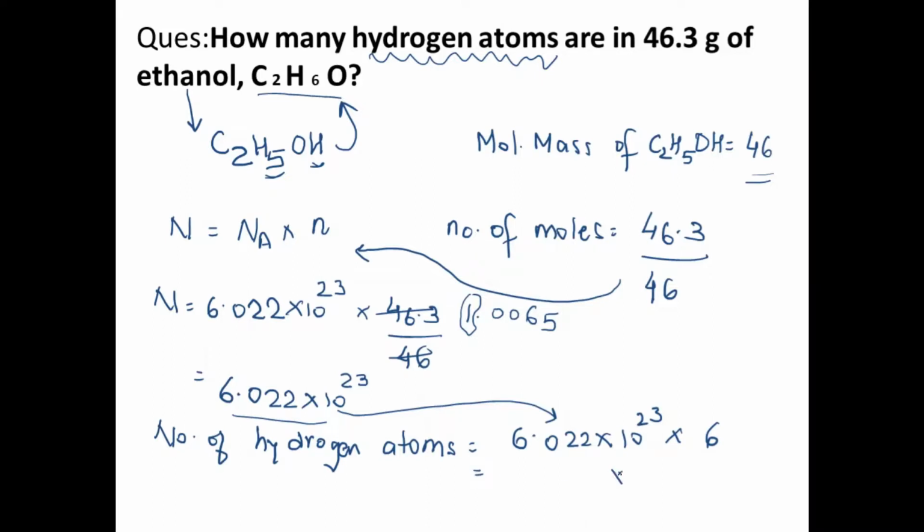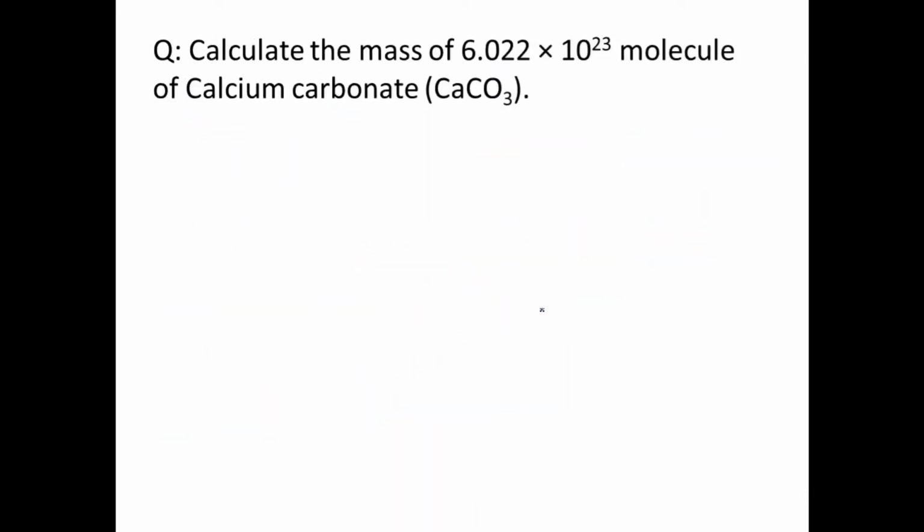So 10 raised to the power 23 will remain as such, and 6 needs to be multiplied with this number. So 6 times 2 is 12, times 2 is 12. So 1 carry over 13, 1 36. Just shift the decimal and the power and you get the number of hydrogen atoms in 46.3 gram of ethanol.